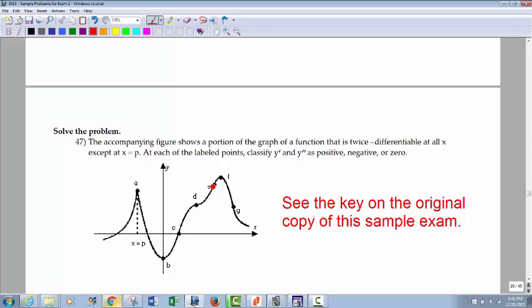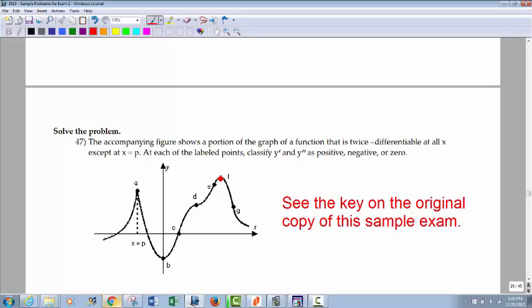What do we have at E? E has a positive tangent slope, so f prime of E would be positive. I think it's another inflection point because the concavity is changing from up to down. So f prime of E would be positive, and f double prime of E would be 0.